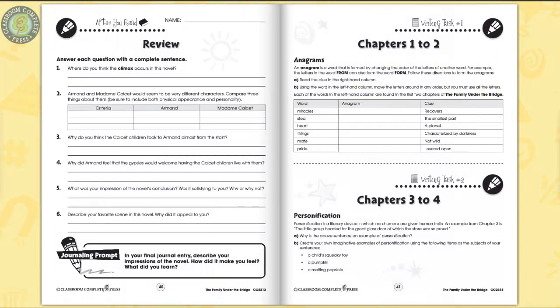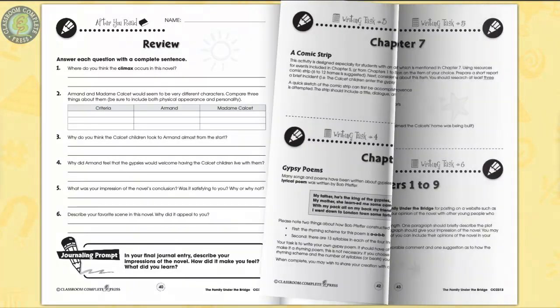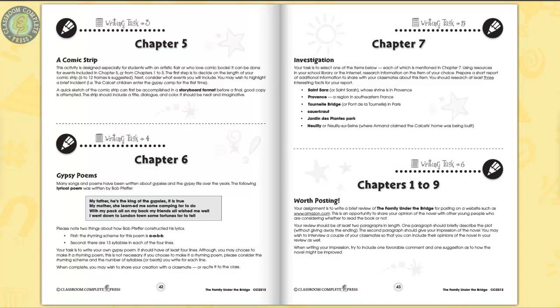6 additional writing tasks follow. Supplement an existing unit with in-depth writing tasks, such as researching information on Provence, St. Sara, or the Tournelle Bridge, and creating a report with interesting facts on these places mentioned in the novel.